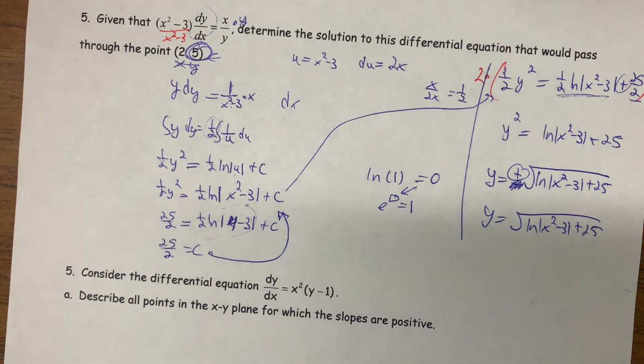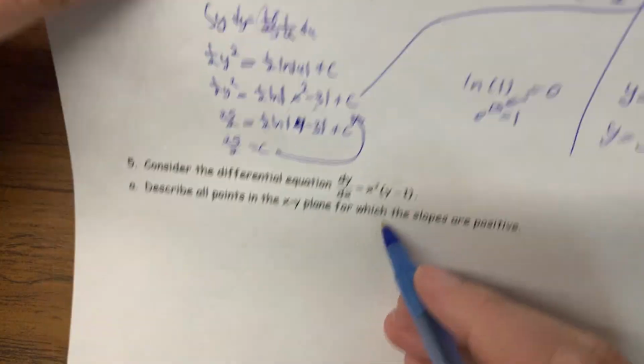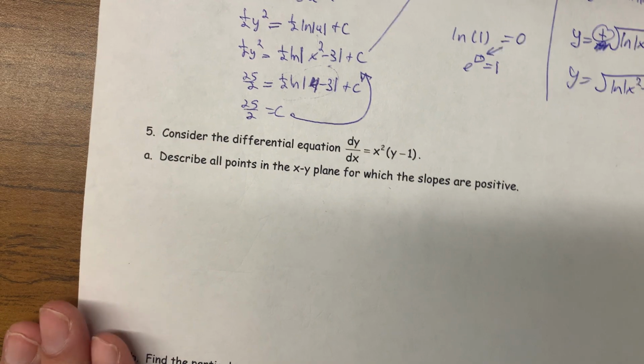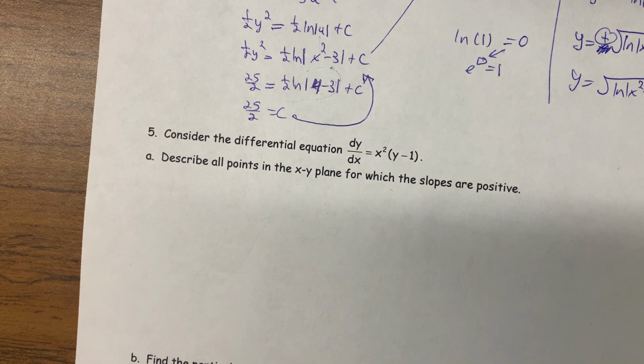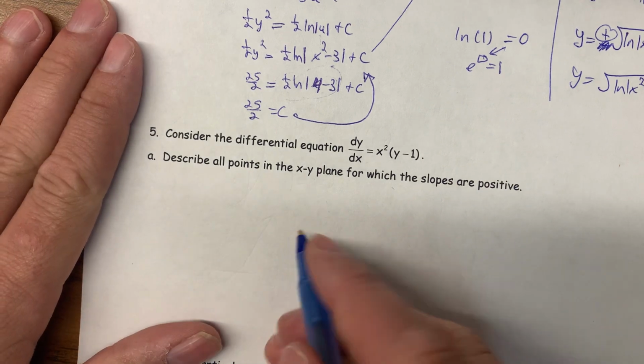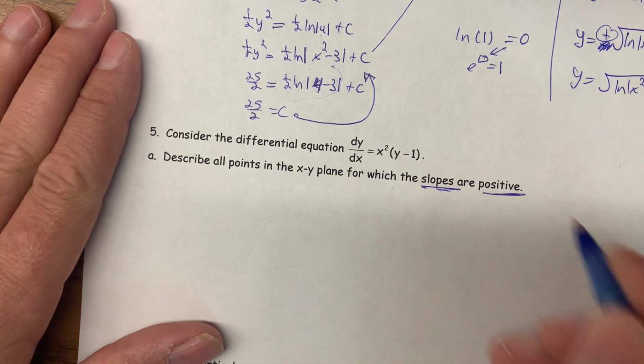Number 5, another differential equation. Part A says, describe all points in the xy plane where the slopes are positive. This does not say to solve the differential equation. It doesn't say to find the original function. Instead, it asks where the slopes are positive.